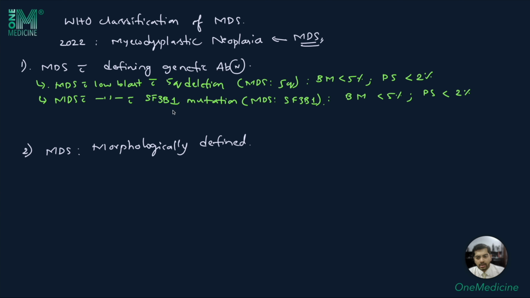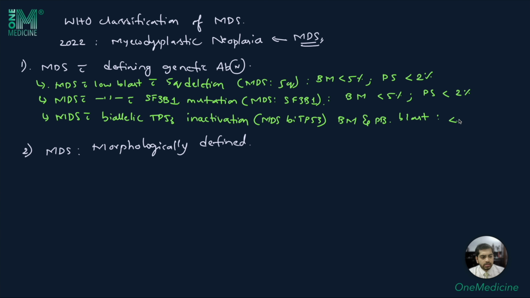The next is MDS with biallelic TP53 inactivation, in short written as MDS-biTP53. Here the bone marrow blast count and peripheral blood or peripheral smear blast count is less than 20%.